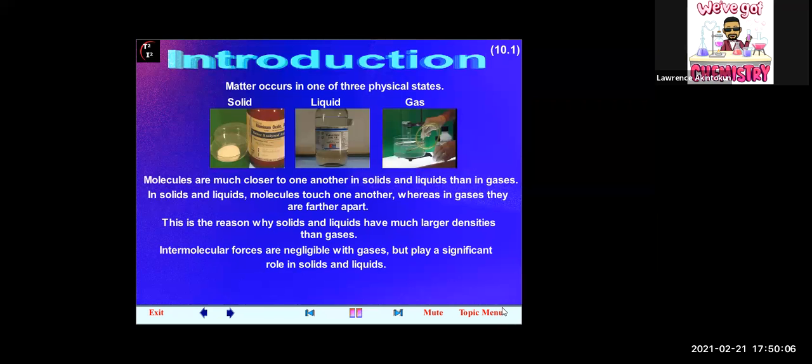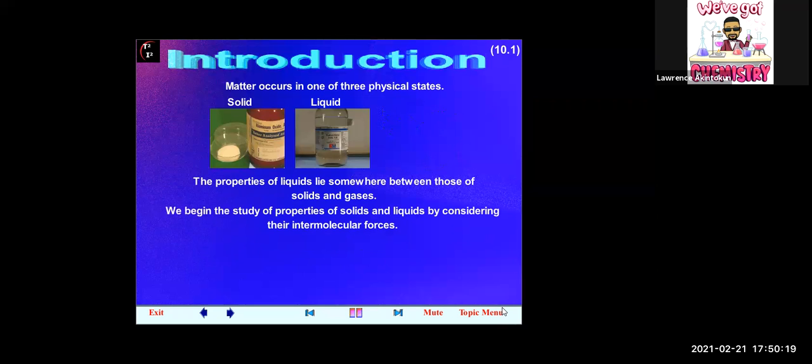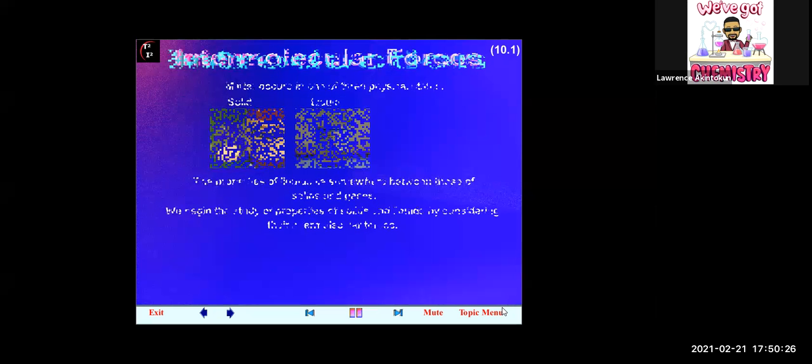Intermolecular forces are negligible with gases, but play a significant role in solids and liquids. The properties of liquids lie somewhere between those of solids and gases. We begin the study of properties of solids and liquids by considering their intermolecular forces.